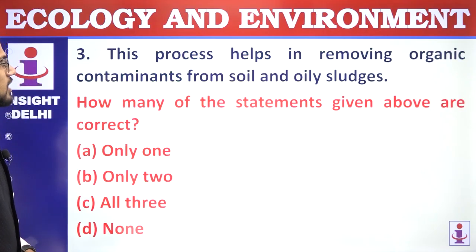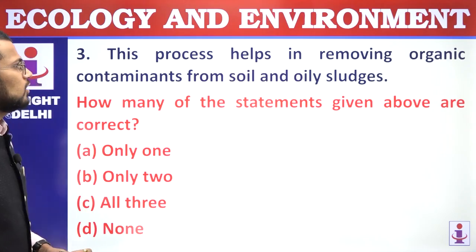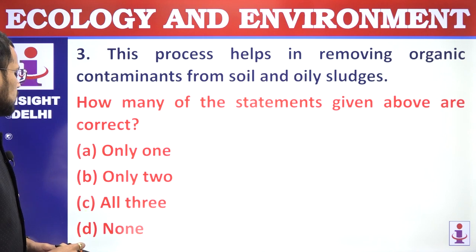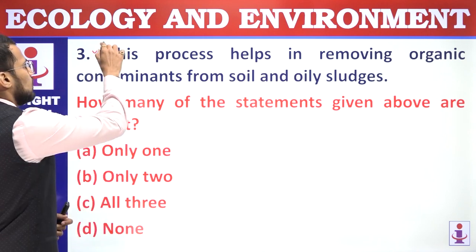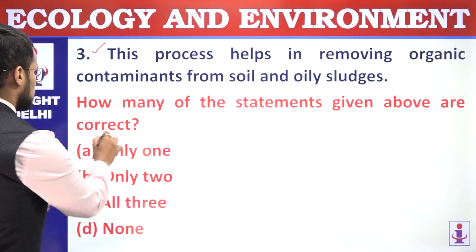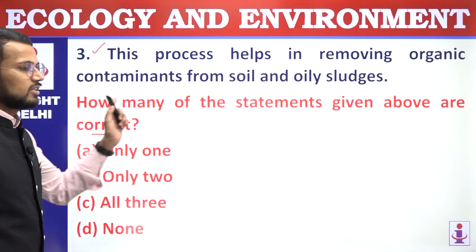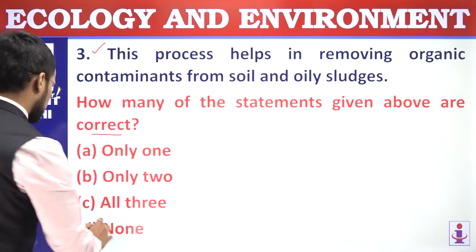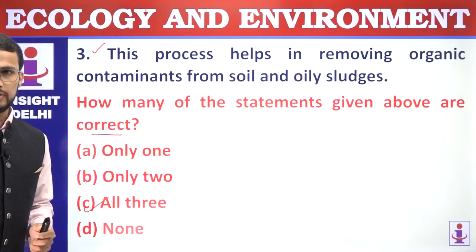Third, this process helps in removing organic contaminants from soil and oily sludges. Right? So this is also one of the use of pyrolysis. So all these statements are correct statements regarding pyrolysis. We are supposed to find out how many statements are correct. All three are correct, and that's why answer is C, all three.